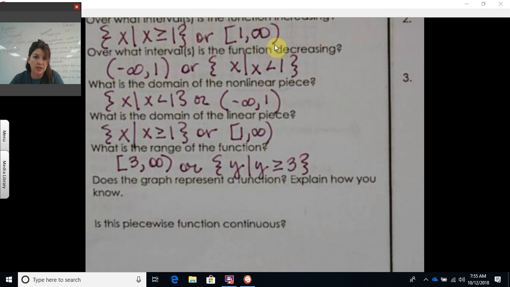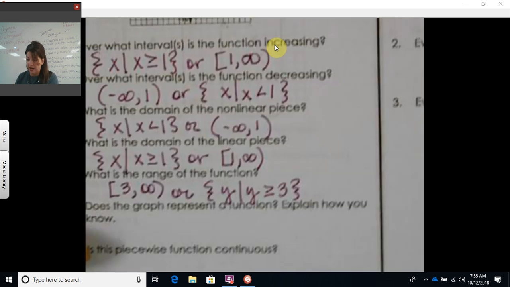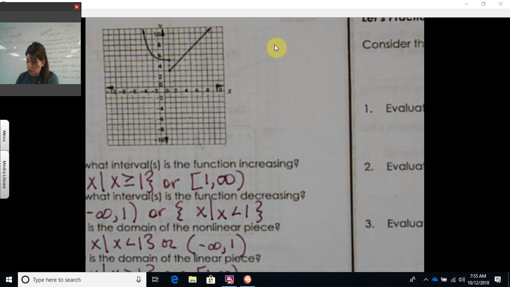Does the graph represent a function? Explain how you know. Do you remember how to tell if a graph is a function just by looking at it? Exactly. It passes the vertical line test. Remember, if you put a vertical line anywhere on your graph, and it touches the graph more than once, then it's not a function. If it doesn't, it's a function. Or you could say your domains do not repeat. Passes the pencil test. So is this going to be a function?